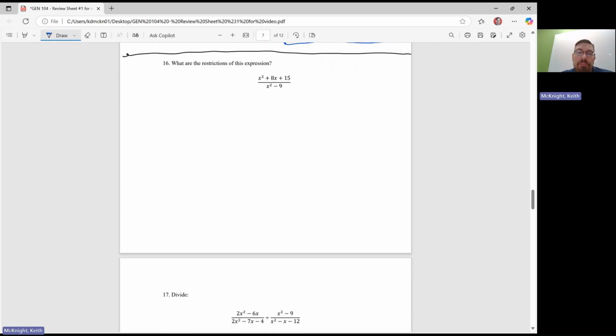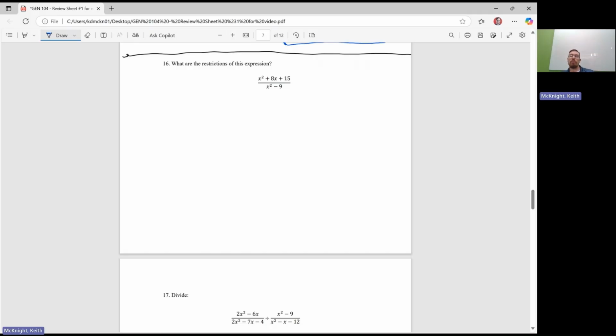Now, number 16 here. So it's asking for restrictions. Now, what do we know about restrictions? Well, restrictions are anything that x is not allowed to equal because it will break our equation or expression. So things that break expressions are things we're not allowed to do mathematically, meaning like if we have division, we know that if we try to divide by 0, that breaks our calculator because that breaks math. So what a restriction is in our case is what values of x will create us a 0 in the bottom of our fraction because that means we would be dividing by 0.